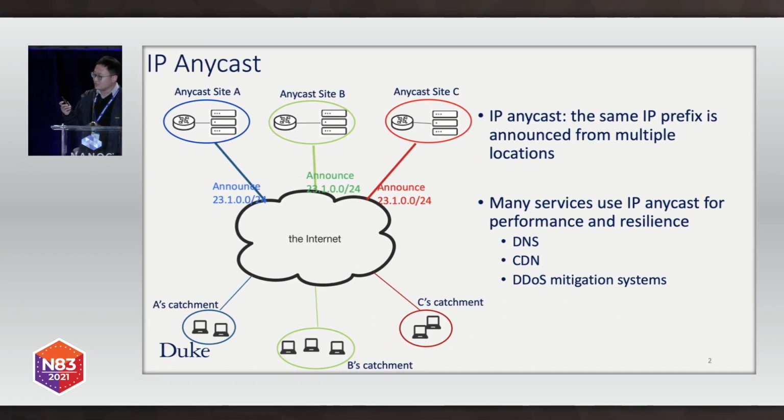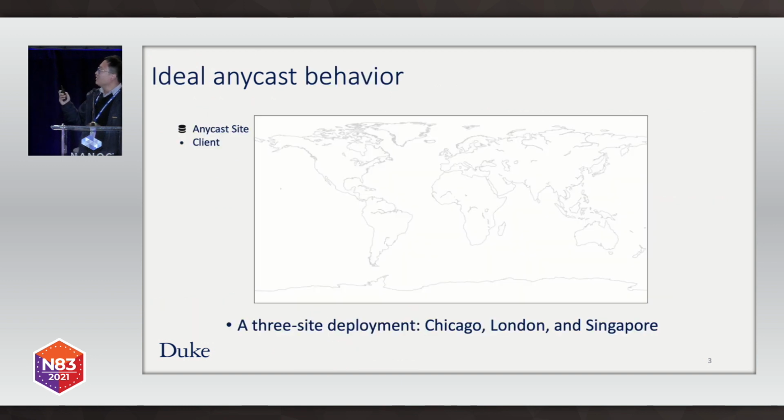Because of this specific feature, Anycast is adopted by many geographically distributed service providers. For example, DNS, CDN, and DDoS mitigation systems, most of them are using IP Anycast to provide the service and to improve their performance and resilience.